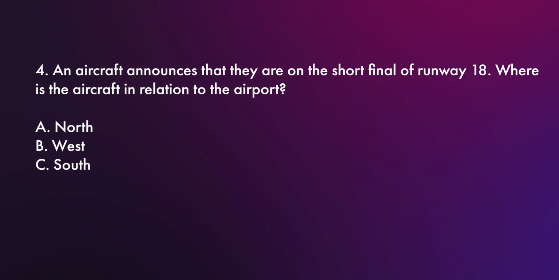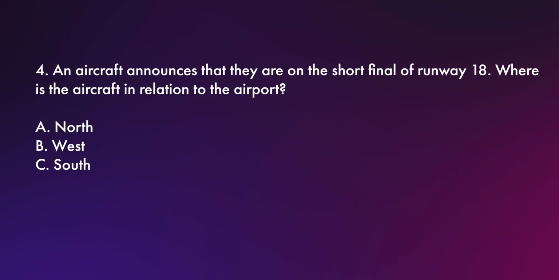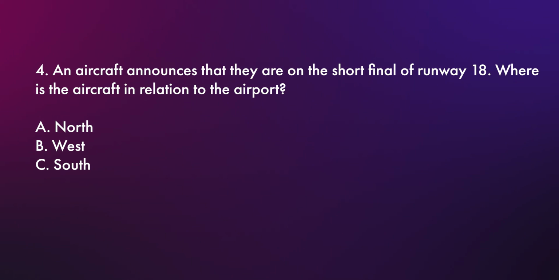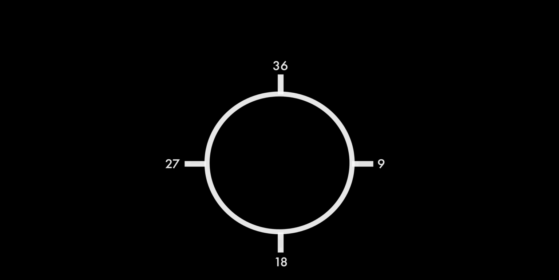All right, let's change it up a bit here. Let's say the question is this. An aircraft announces that they are on the short final of runway 18. Where is the aircraft in relation to the airport? Is it north, west, or south? So to answer this question, we can apply the same approach as before. However, we now need to understand what they mean by short final.